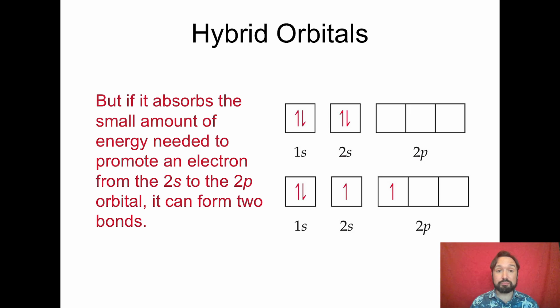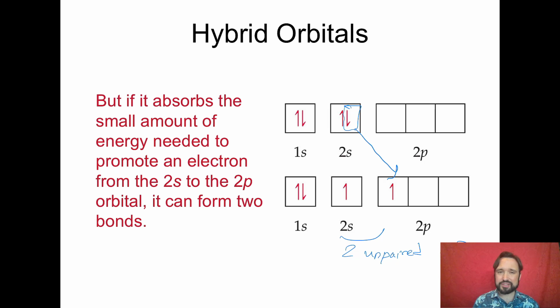What we're going to do is we're going to start mixing and matching. And kind of the first step of this is that we're going to take this paired electron, our downspin electron in the 2s orbital, and we're going to promote it up to the 2p orbital. So now I've got two unpaired electrons ready to bond with something.